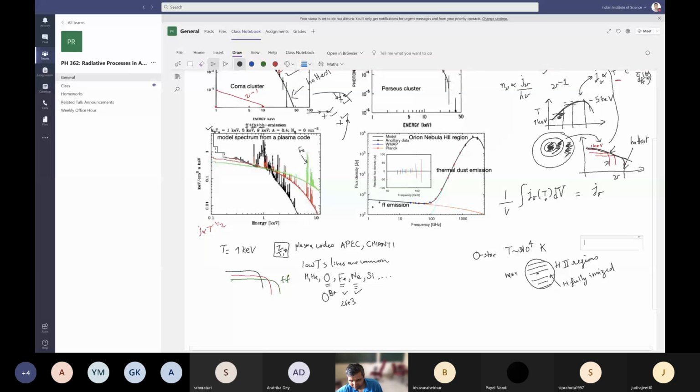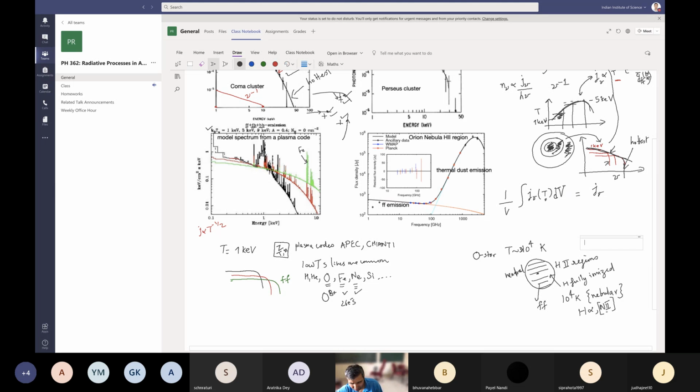It's in the ISM. If it is a fully ionized plasma, it should emit free-free emission, right? And this has a temperature of 10 to the 4 Kelvin. This is called nebular emission, nebular phase. Nebular means that there are a lot of atomic lines like H alpha, N II, and so on. This N II is singly ionized nitrogen.